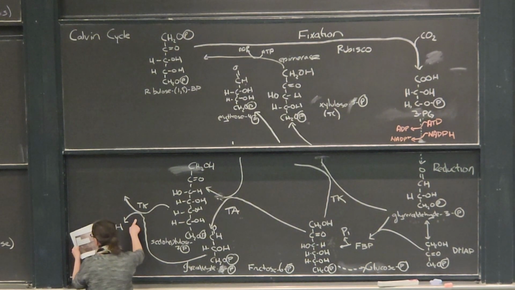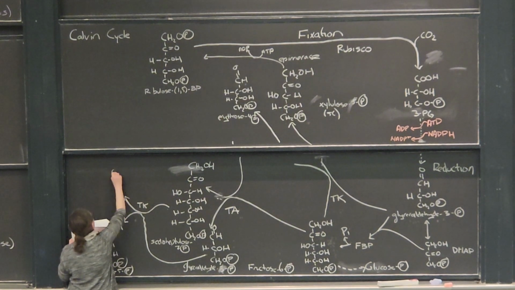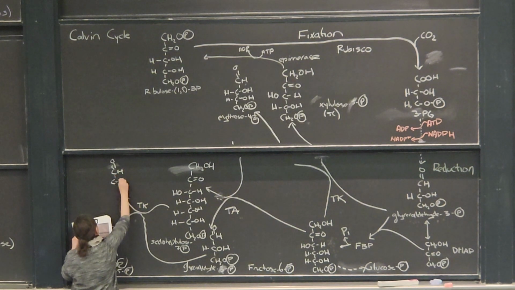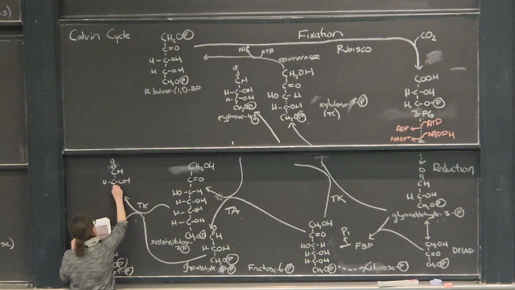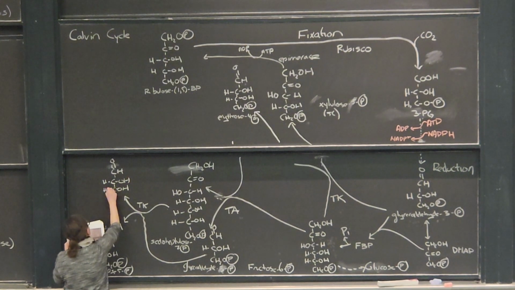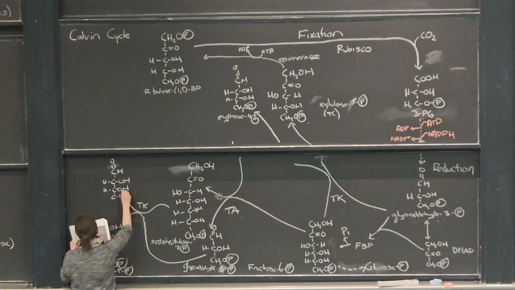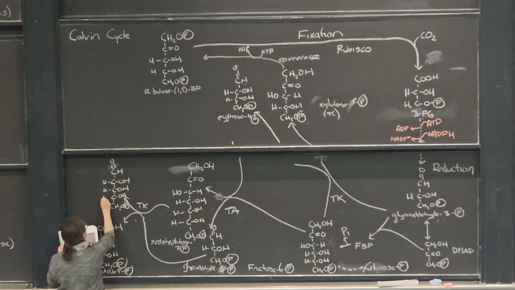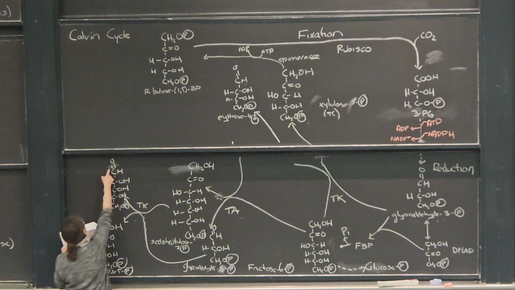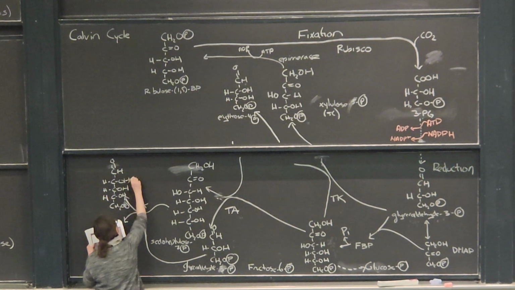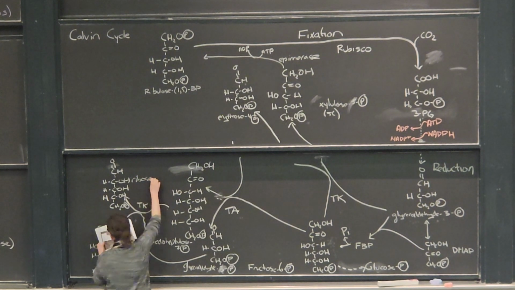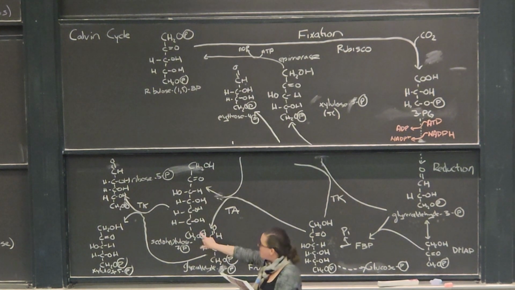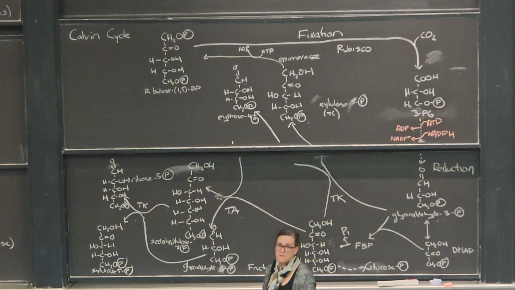Okay, this will generate a ribose 5-phosphate. One, 2, 3, 4, 5. This is ribose 5-phosphate. Okay. Now we have 2 different flavors of 5-carbon sugars.